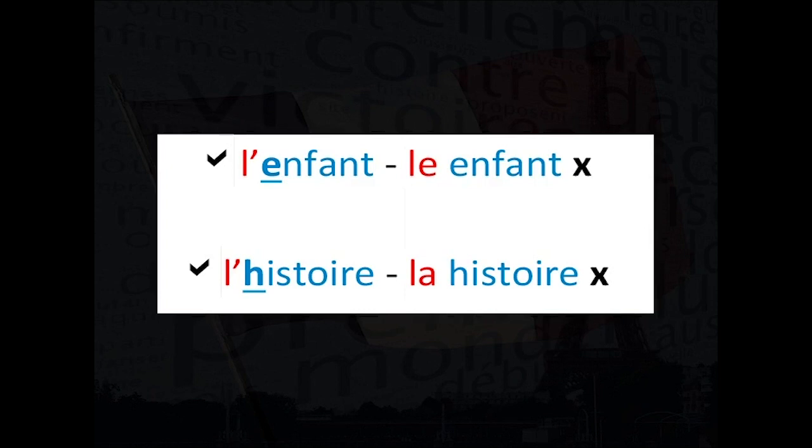The reason for using L' before nouns that begin with a vowel or a mute H is because of the elision. The final vowel from le and la drop and are replaced by the apostrophe when the following word begins with a vowel or a mute H. That is why L' is considered a variation of the definite articles le and la.